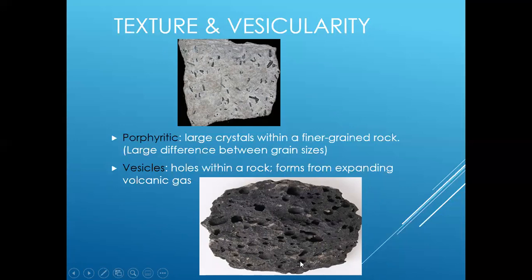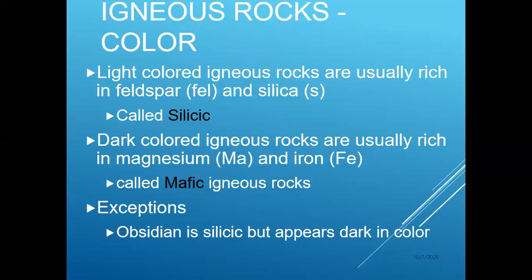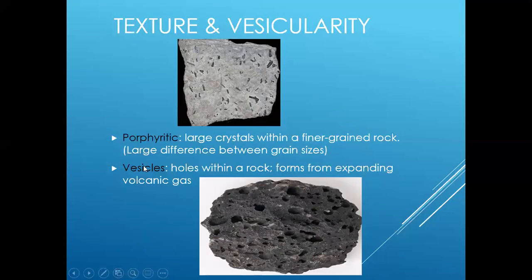And these form from gas, from the volcanic gas within the magma. It gets almost, not necessarily trapped within there, but it just forms this porous looking rock. And you'll be able to tell these right away. It's almost like a sponge, if you will. It looks like a hardened dark sponge, or maybe lighter colored. But for the most part, if you see holes within a rock, it'll be relatively easy to identify.